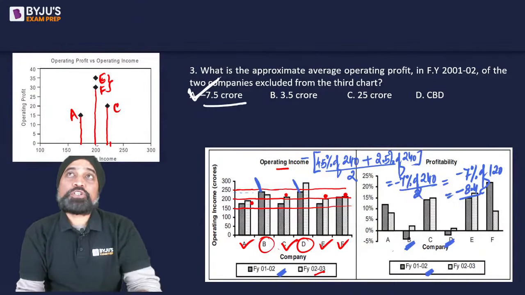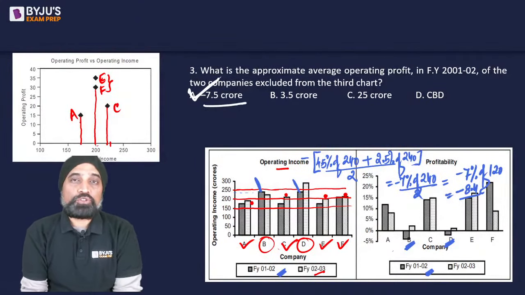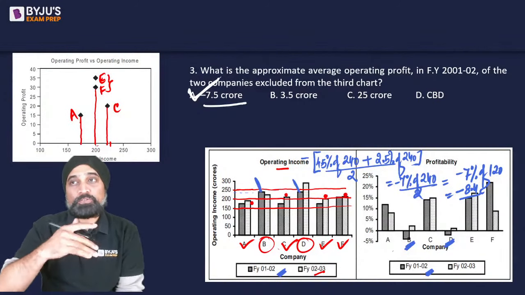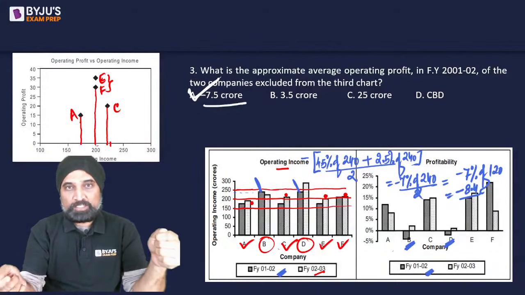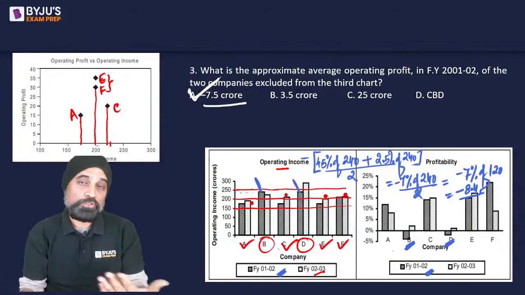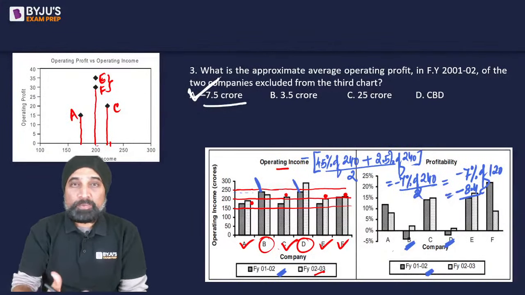This is the set which was there when CAT used to be pen and paper based. So it was very easy to actually take the rough sheet and figure out whether it lies between 150 and 200 or 200 and 250. On this screen, it becomes very difficult.